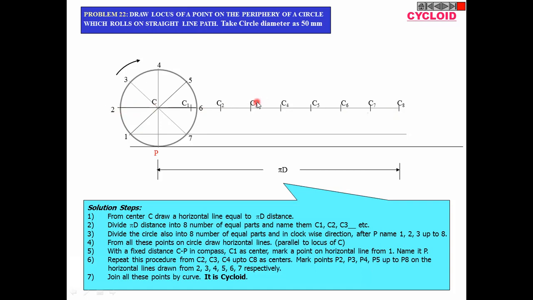Then we will extend a line from 3. Okay, like this. Then 4. Now from 5, we already have our horizontal line from 3, so it is coinciding and we are not able to see it. Otherwise it is there. There is not a big issue. Same happens for 6 and 7.